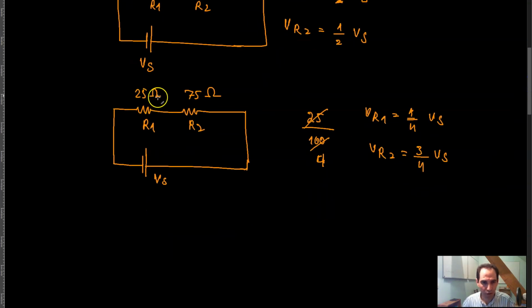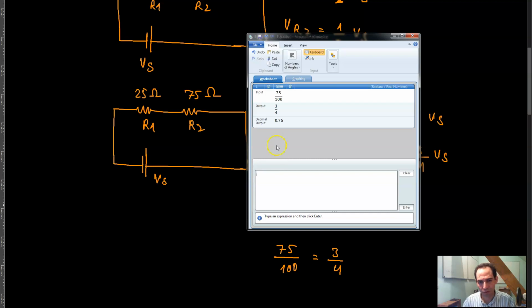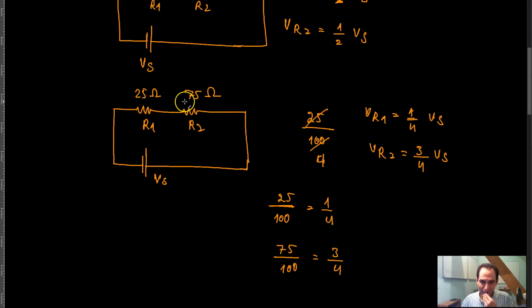And the reason for that is that 25 ohms would be 25 out of 100, which is the total resistance there, which is 1/4. And 75 out of 100 is 3/4. I think 75 hundredths is of course 3/4 if I'm not mistaken. Sometimes I make mistakes in calculation. So 75 hundredths is equal to 3/4. Okay. So that's basically that, meaning that the higher the value of the resistor, the higher the voltage drop across it.